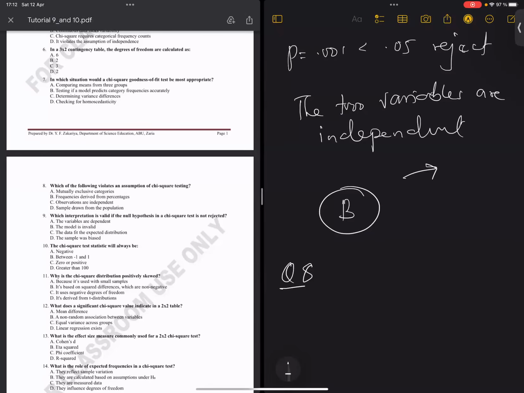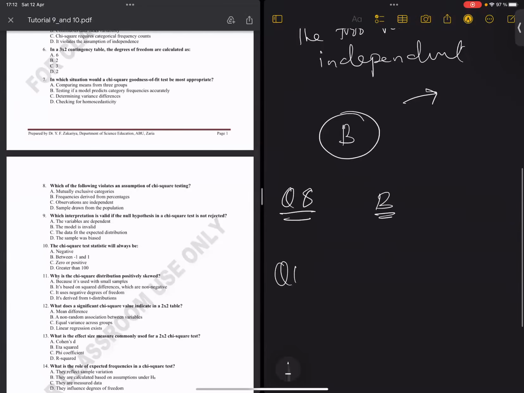Question number 8. Okay, let's pick the options one after the other. Mutually exclusive categories: this is correct. We need the categories to be mutually exclusive. B, frequencies derived from percentages: no, not at all. I think this is the answer, because we deal with frequencies. We don't deal with percentages when it comes to chi-square. Observations are independent: this is correct. And of course, the sample must be drawn from the population. So the right option there is option B.